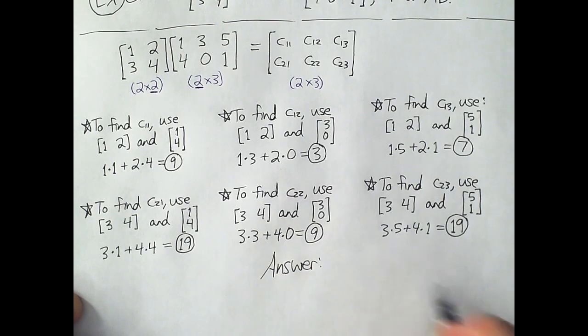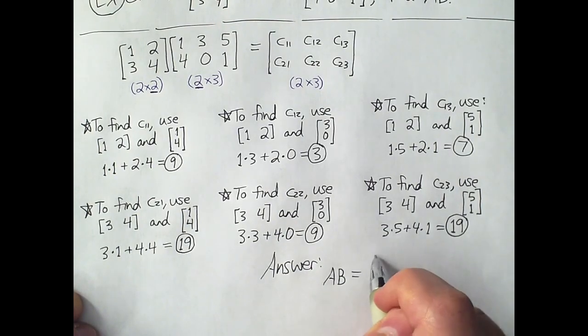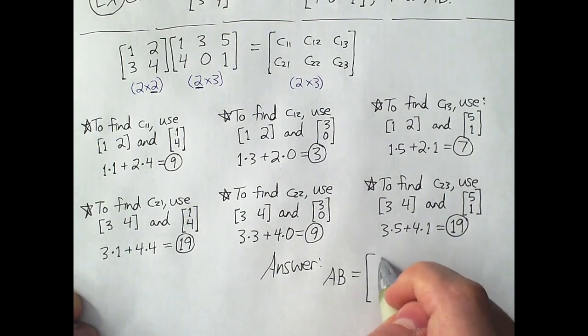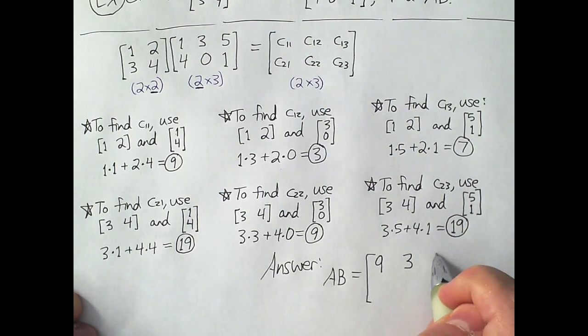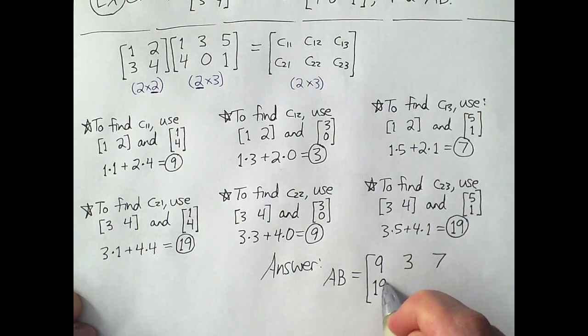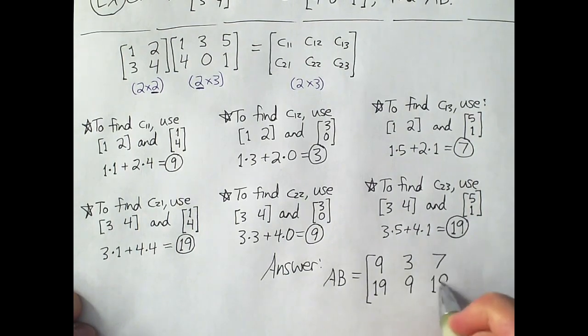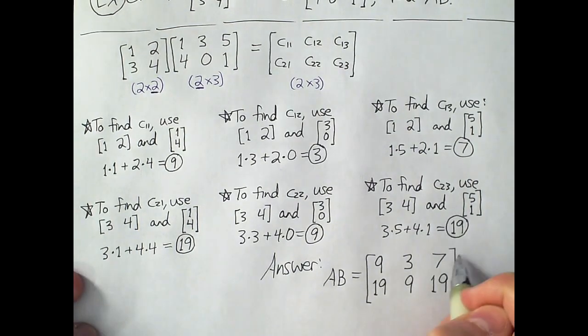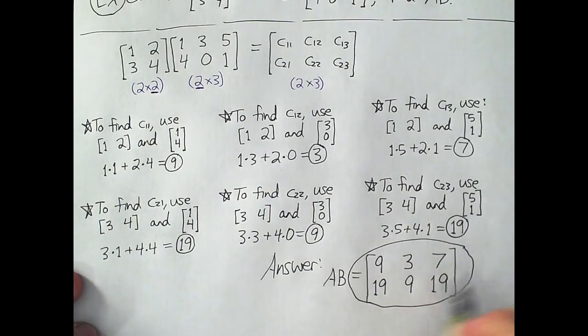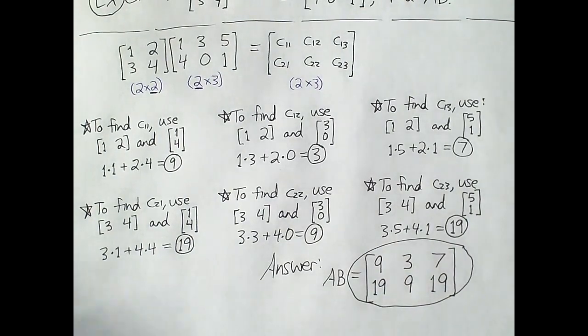So the final answer then, let's put this all together, that AB gets us the matrix 9, 3, 7, 19, 9, 19. And you should write the final answer like that. Put them all together. It's just a coincidence that 2 of them were 19.